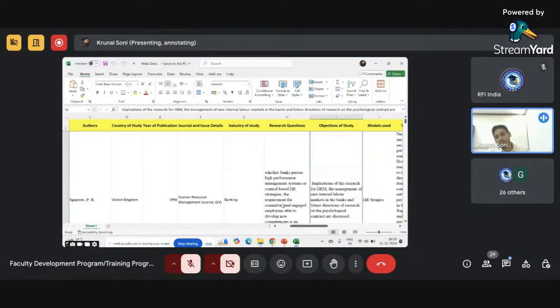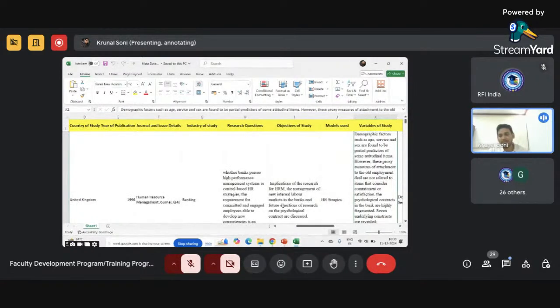Based on the questions and objective, which kind of model needs to be used. So here the model of HR strategies has been used. And variables, what kind of variables has been taken up based on the consideration of questions, objectives, and models, right? So here I'll also get an idea that this model is going to cover some proxy measurement, and employee commitment, psychological contracts, out of these variables that we have seen.